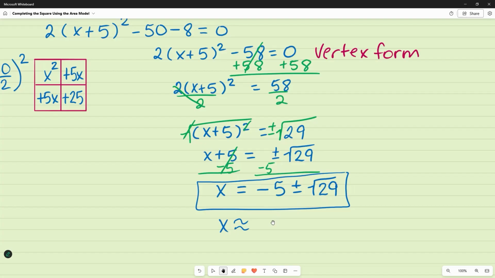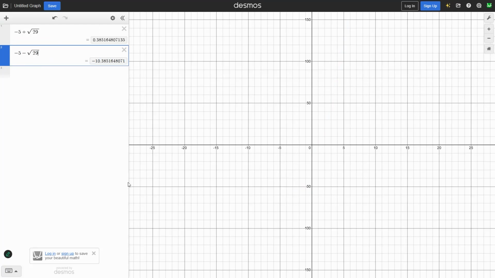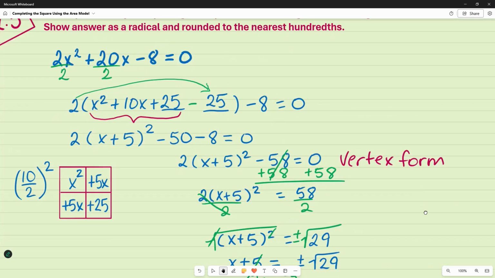Now I want to know the decimals, so I'm going to go to decimals and I'm going to type in negative 5 plus root 29 and then negative 5 minus root 29 because this is two answers. When I type my answers in, I see that I have long decimals. We were asked to round it to the nearest hundredths. The nearest hundredths means 2 places after your decimal. For the first answer, I'm going to get 0.39, and that's because the number after 8 is 5 or higher. For the second answer, I have negative 10.39, and for the same reason. These are my answers for this particular problem.